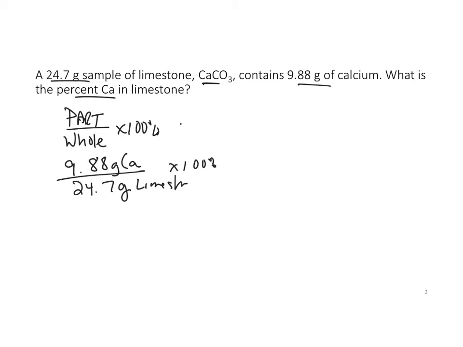So when I get my calculator out, I do 9.88 divided by 24.7 times 100. And I have 40.0% calcium.